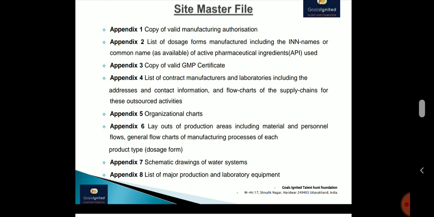This is the mandatory requirement for the EU as well as other regulatory requirements like TGA and Vietnam and everywhere. You are required to compile all the information within 30 pages, and you may have 5 to 10 extra pages for the appendices. So this is all about the site master file.